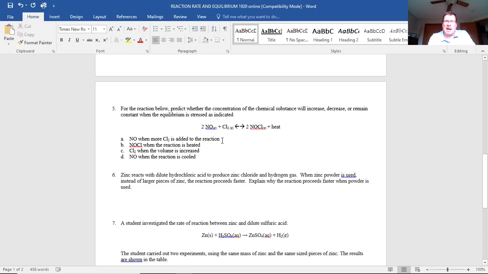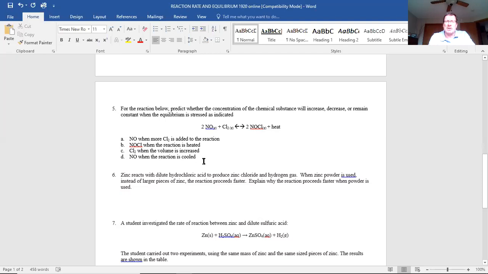All right? How about chlorine here when the volume is increased? Okay. Volume goes up, pressure goes down. And you want to shift to the side with the most moles of gas. So look at their little subscripts. I've got 2 plus 1 is 3, and 2 over here. So it's going to shift to the left because there's more gas there, which means that everything on the left is going to increase. So C was an increase.